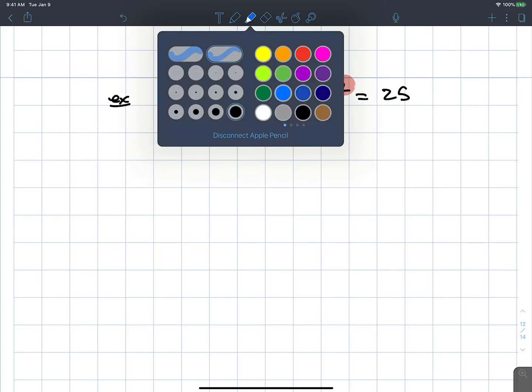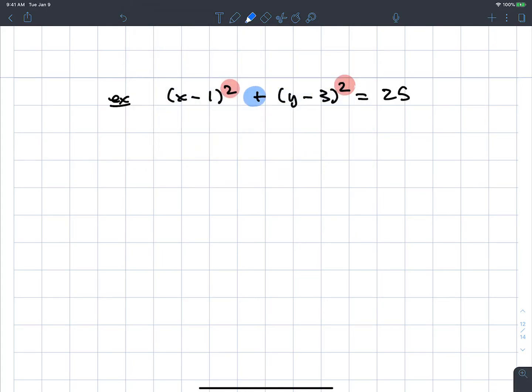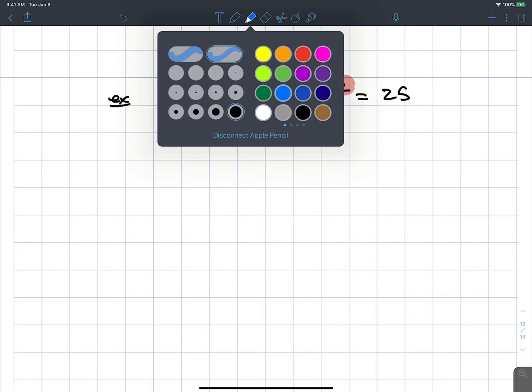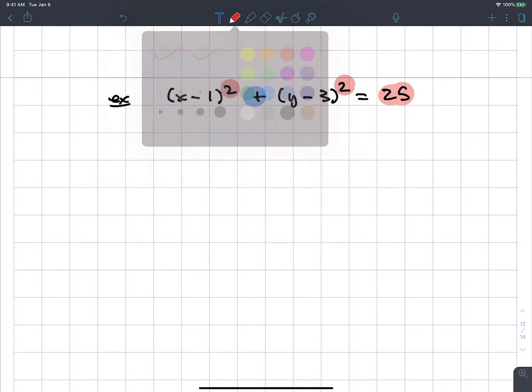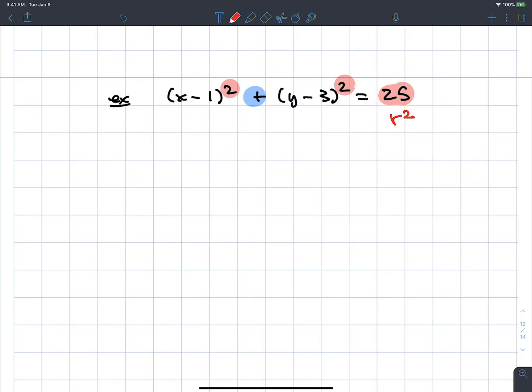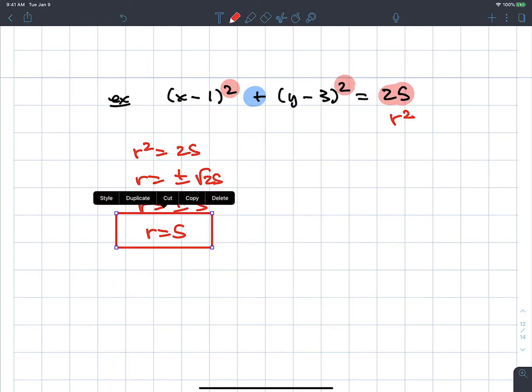You have a plus, and you have a constant there. And so you say, oh, this is my r squared. So ladies and gentlemen, we already know that if r squared is 25, r is plus or minus the square root of 25, which is plus or minus 5. R is 5. So here, we know the radius of this circle.